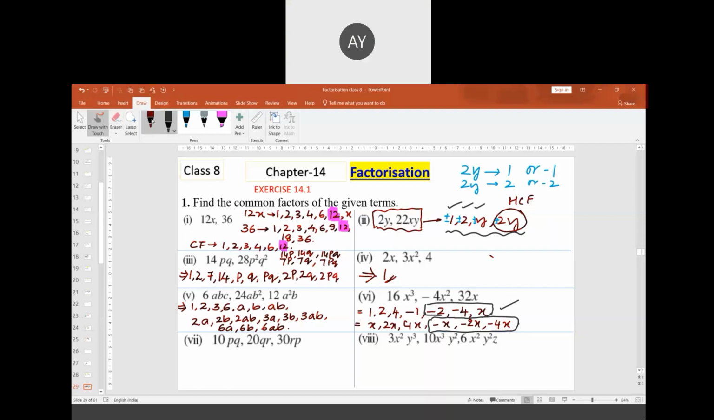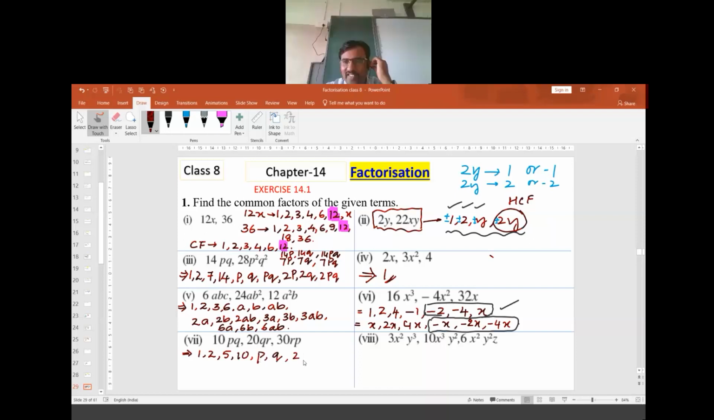Coming to this question, they are all divisible by 1, 2, 5, 10, P, 5P, 10P, Q. P, no. R, no. We should not write P because P is missing in this.